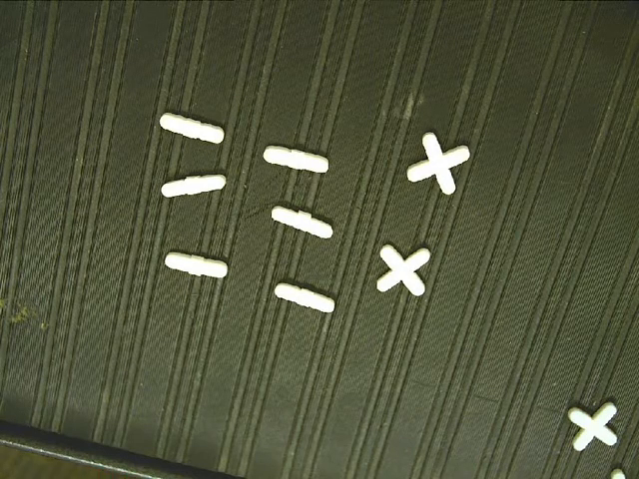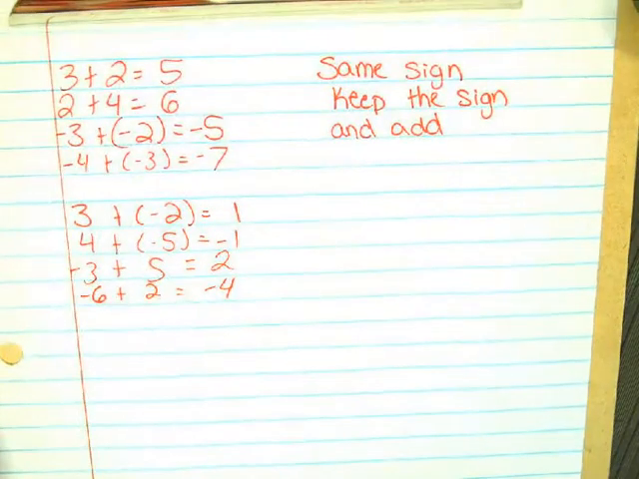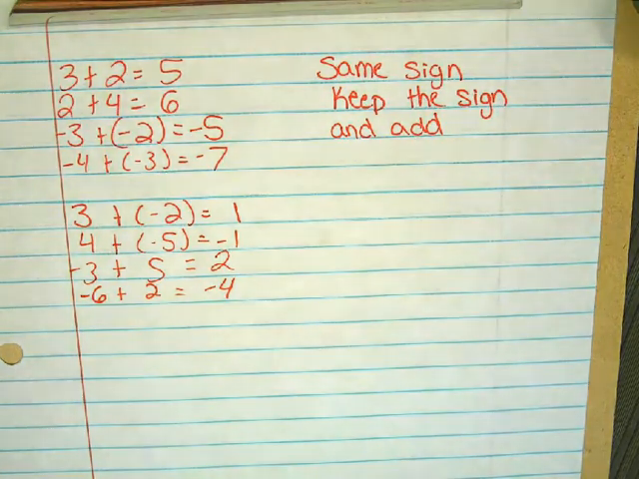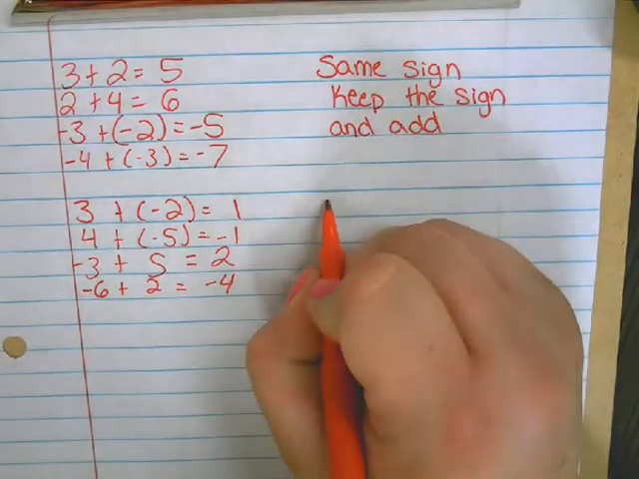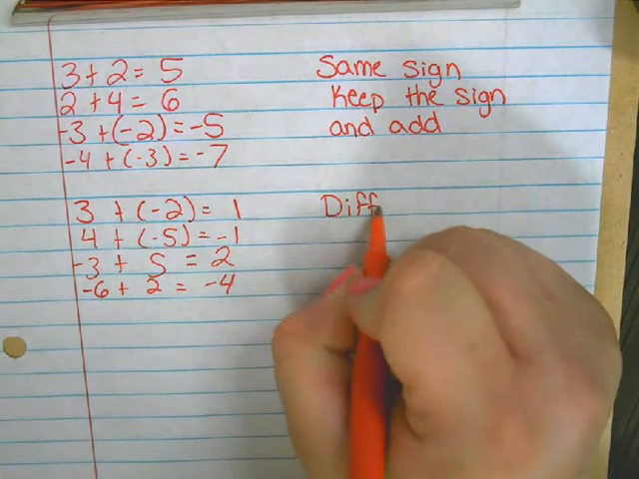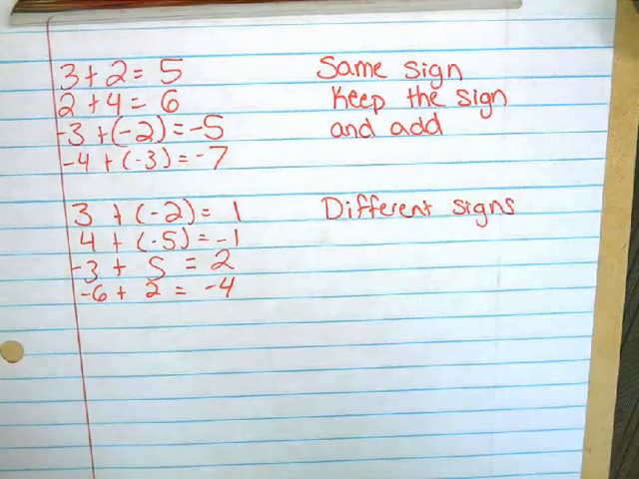So now, the first 4 we had same signs and we kept the sign and added. Now what do we have? Different signs, opposite signs. What do I have to do though? Well, you're supposed to put them together and take them out. But am I always going to have those with me? No, so I need to come up with a rule.